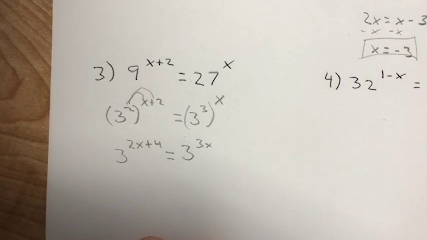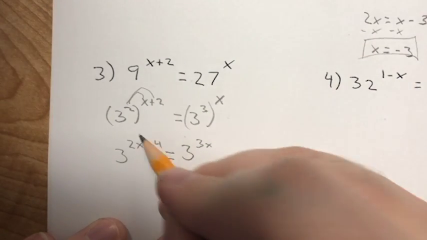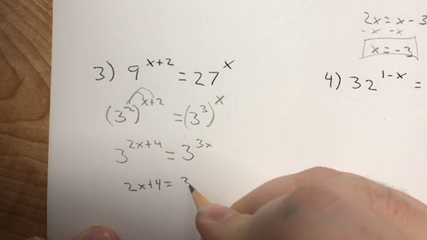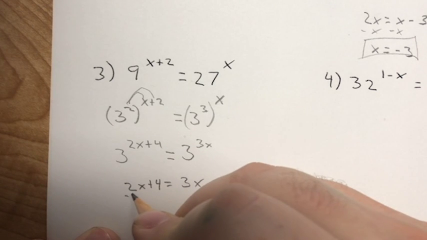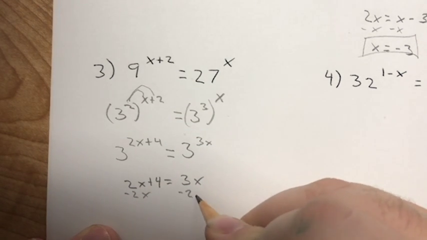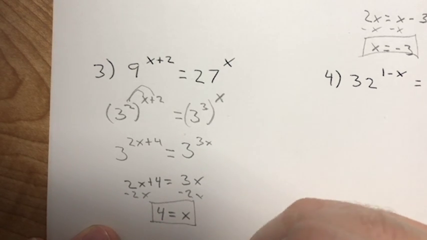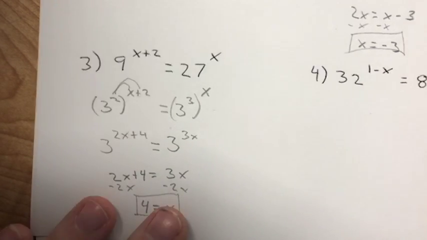Now that I have that done, set my exponents equal to one another. 2x plus 4 equals 3x. I'm going to subtract 2x on both sides, and I get that 4 is equal to x, and I am done. All right? Let's try the next one.